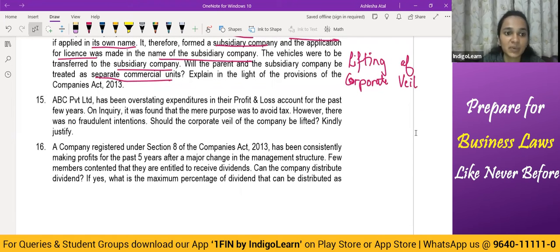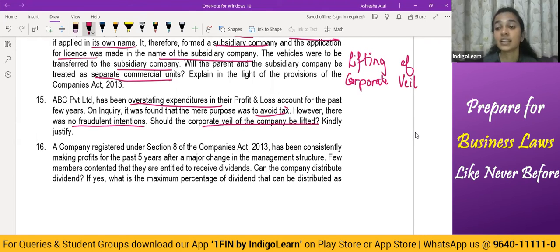Moving on to the next question. ABC Private Limited has been overstating expenditures in their profit and loss account for the past few years. On inquiry, it was found that the mere purpose was to avoid tax. However, there was no fraudulent intention. Should the corporate veil of the company be lifted?